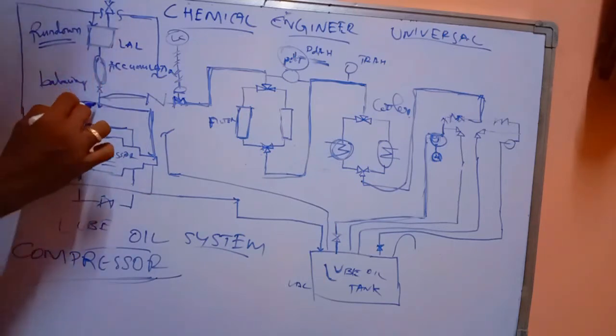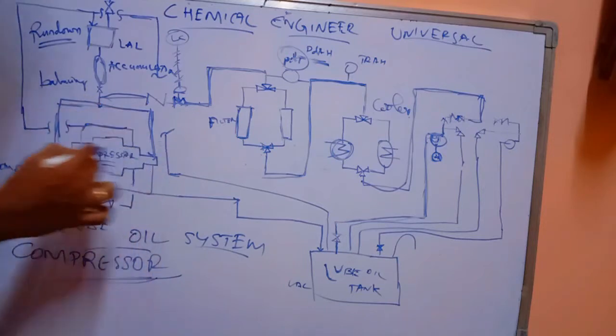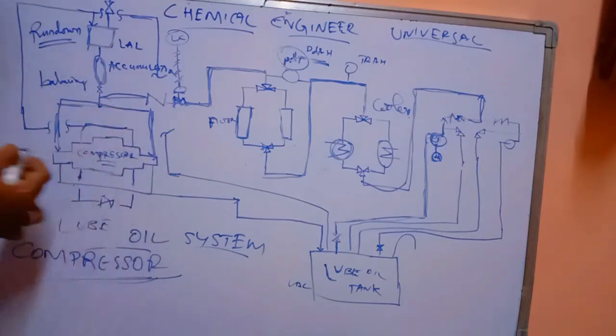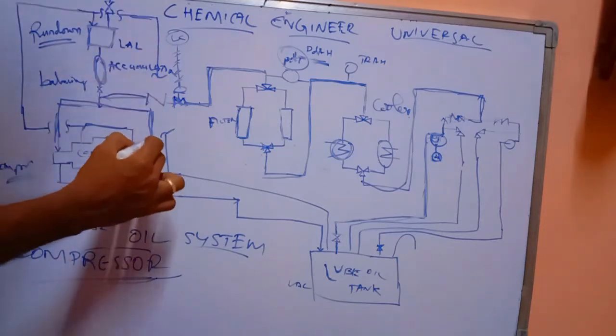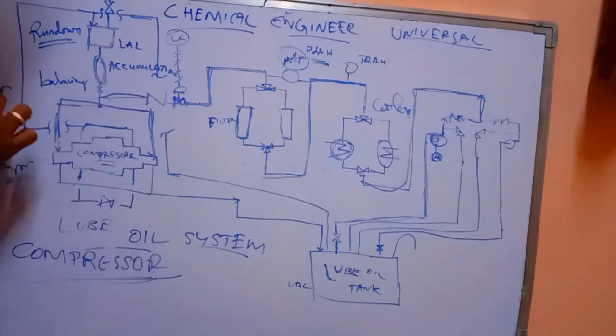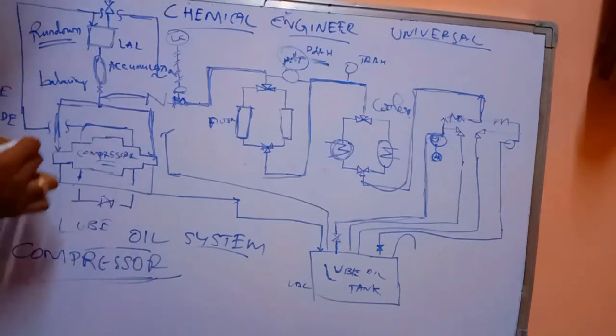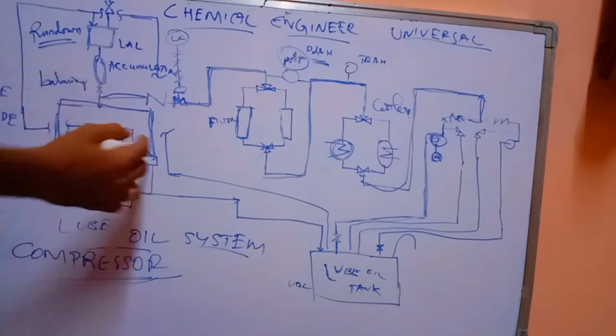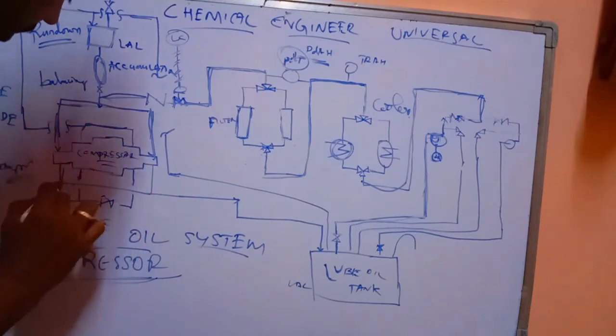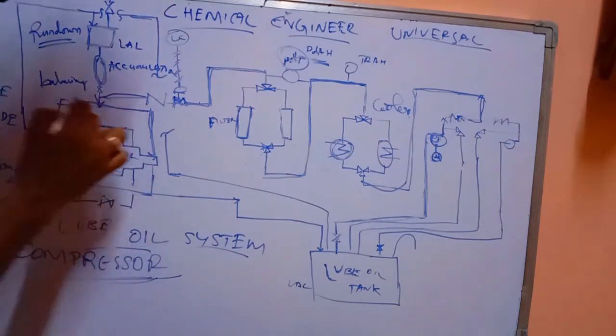It will distribute the lube oil evenly on both sides of the compressor, both the DE side and the NDE side, driven and non-driven. Wherever the bearings are available, it will go there, and after that the outlet will come here. This is the outlet, this is the inlet.